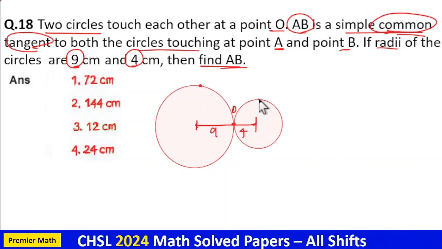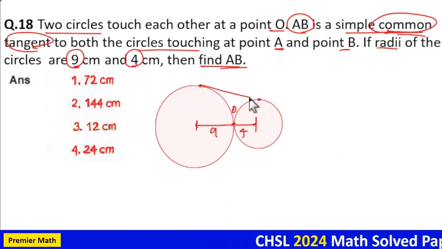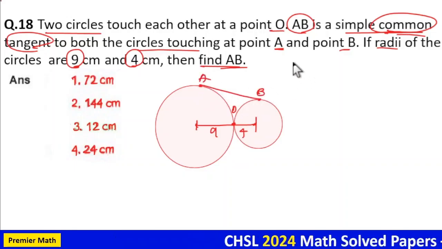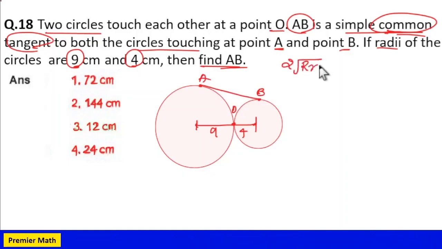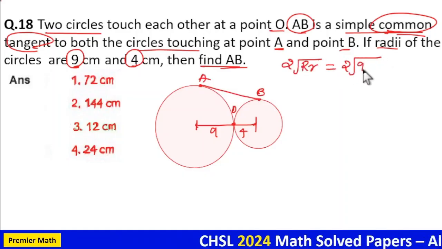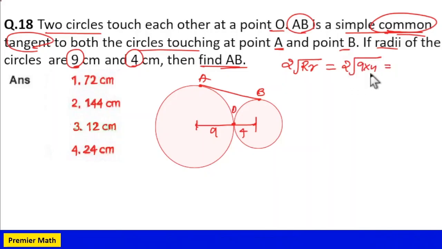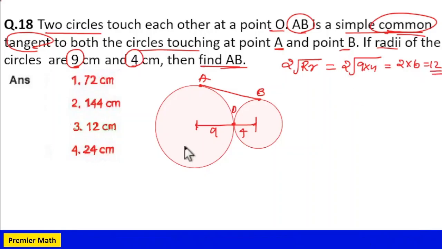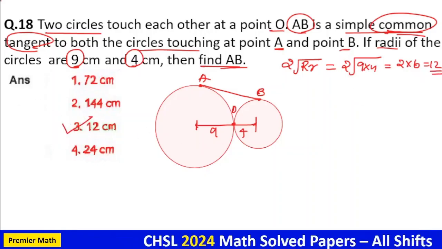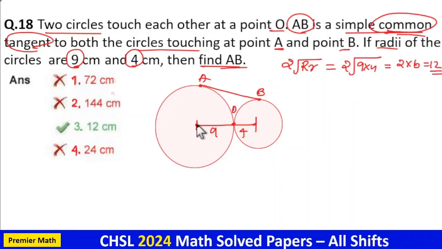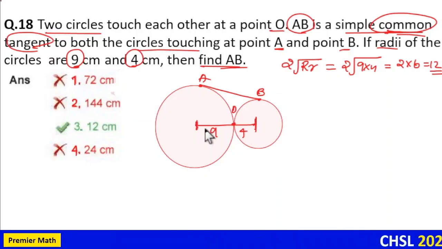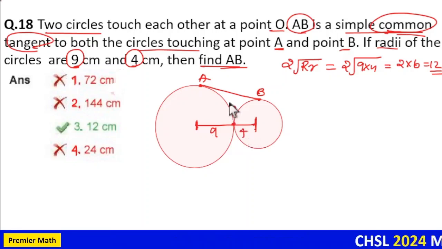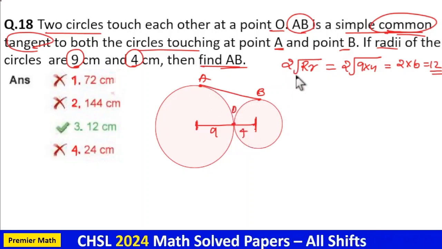In that case, length of the common tangent passing through these two circles is equal to 2 root R1R2, which is equal to 2 into root of 9 into 4, which is 2 root 36, that is 2 into 6, 12 centimeter. So option 3 is your answer. That is, whenever you have distance between center of two circles is R1 plus R2, then length of the common tangent is 2 root R1R2.